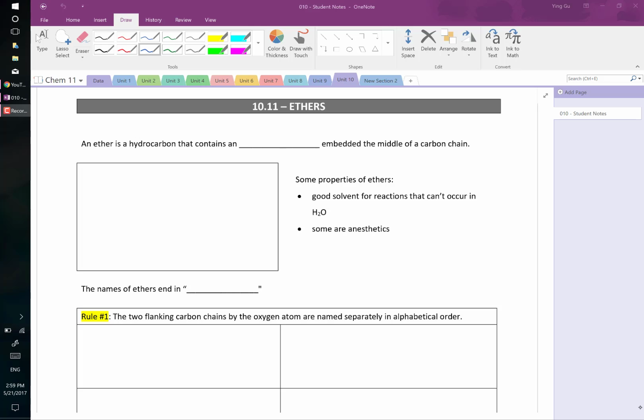Ethers. An ether is a hydrocarbon that contains an ether group. I was kidding. It contains an oxygen atom embedded in the middle of a hydrocarbon chain. Don't draw this yet, but pretty much it looks like this: an O in the middle, and then we have some C chains flanking it.